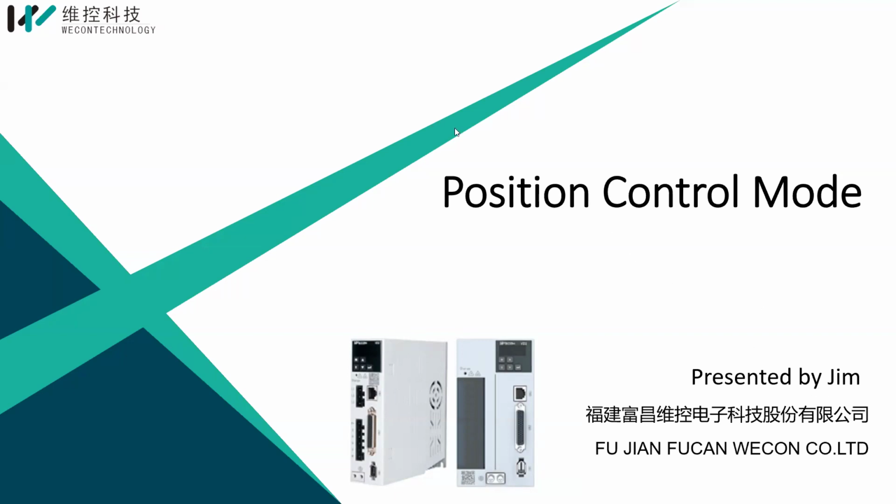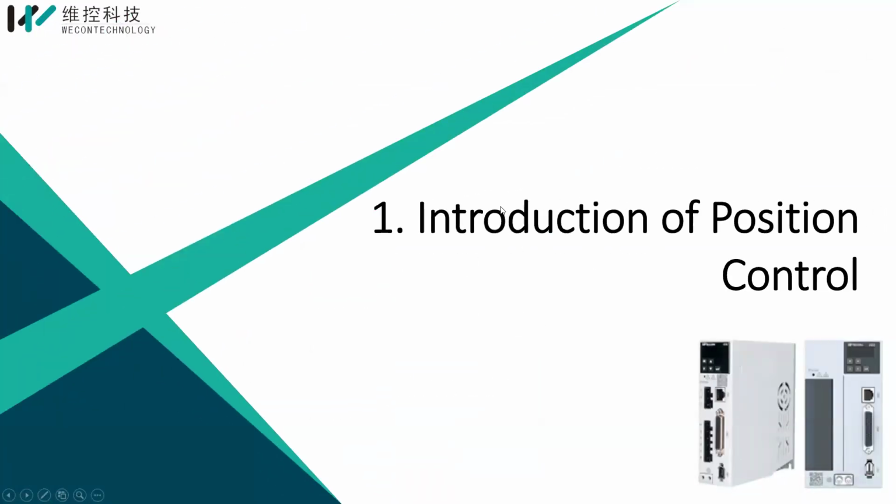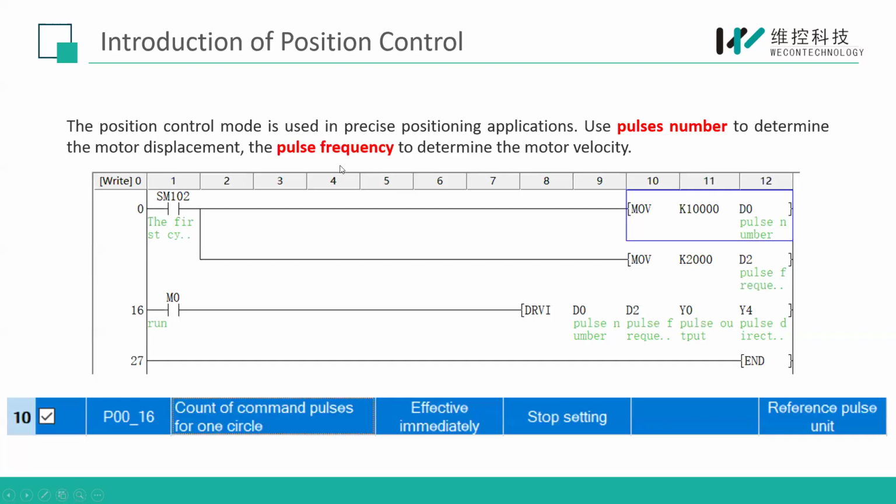Still me, Jim. And today our topic is position control. Here you can see there are 5 parts I will introduce today. First part is the position control introduction. The position control mode is the most widely used among the 3 control modes of our servo. Our servo has position control, speed control and torque control, and position control is the most widely used one. We use this for positioning applications.